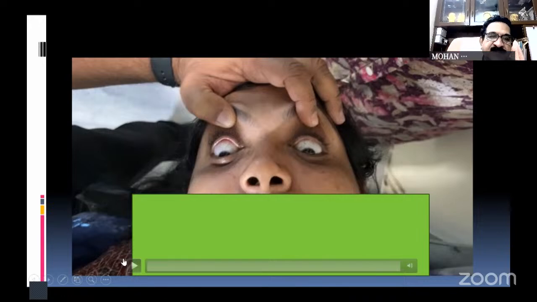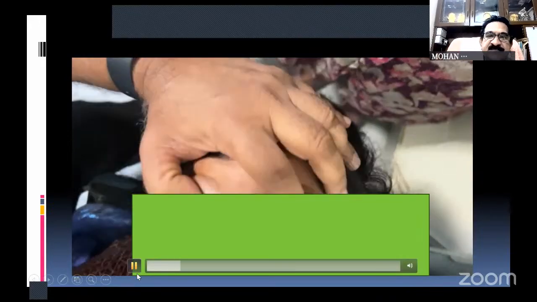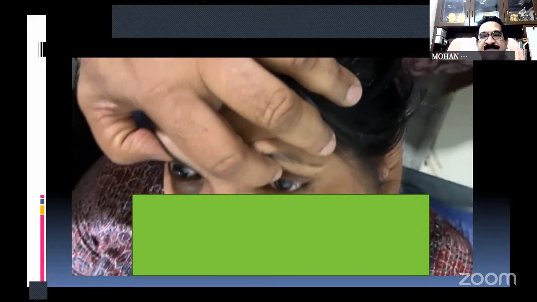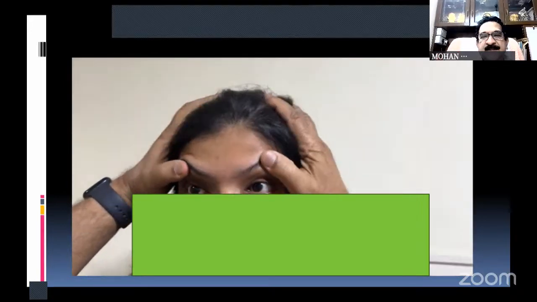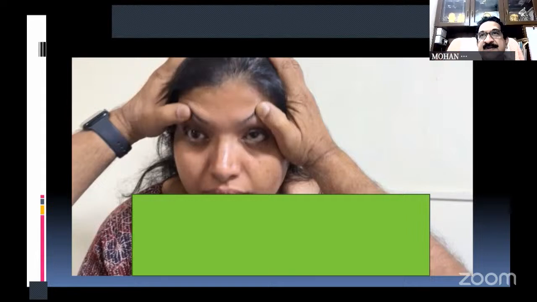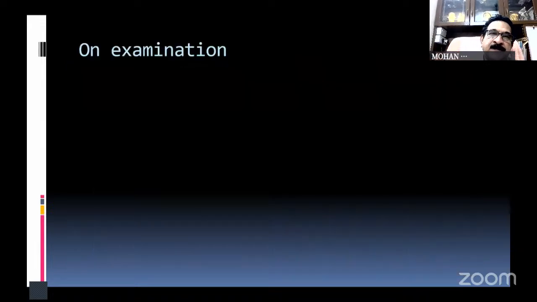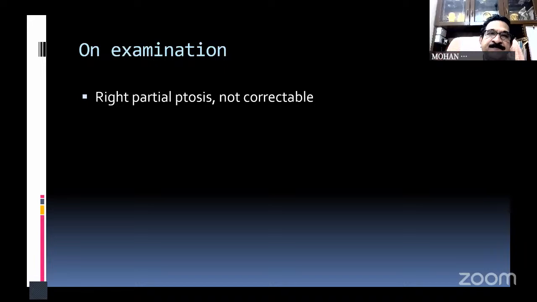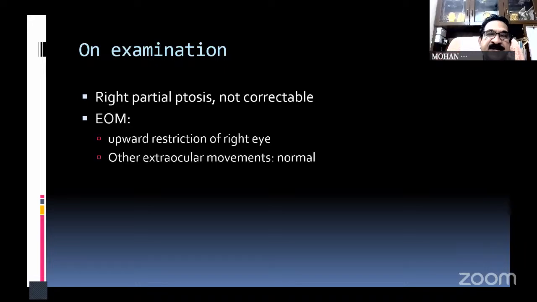I did the oculocephalic test, and the ptosis is not corrected by oculocephalic. In unilateral cases we don't need to do that, but still I did it to find out whether any correction occurs. It's not moving with the oculocephalic. So on examination: right partial ptosis which is not correctable, upward restriction of the right eye, and all other extraocular movements were normal.